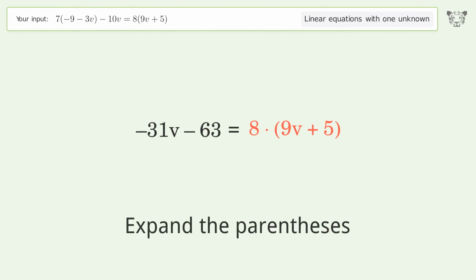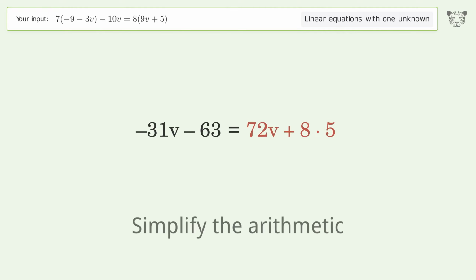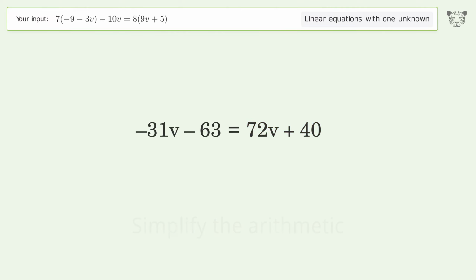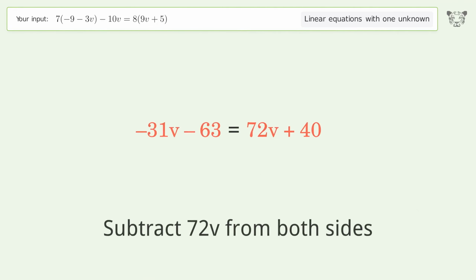Expand the parentheses. Multiply the coefficients. Simplify the arithmetic. Group all v terms on the left side of the equation. Subtract 72v from both sides.